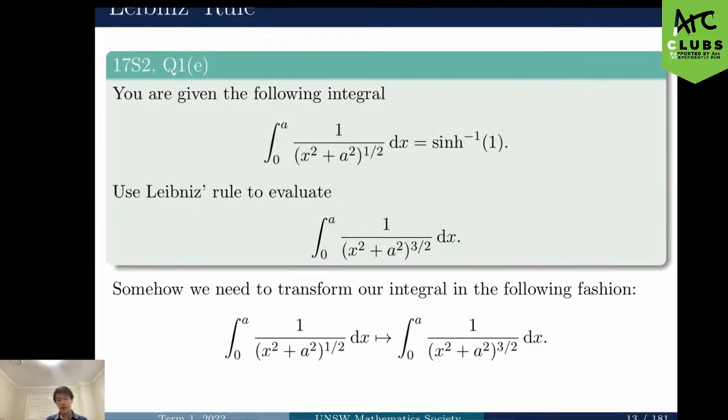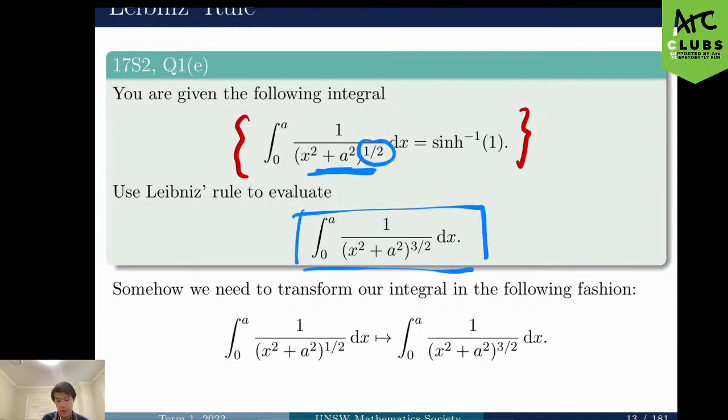Cool. All right, so this is a bit of a tougher question. We're using Leibniz's rule to evaluate this. But the good thing is they give us an integral first. So let's break this question down. We're given some information. Somehow we need to transform this integral into this second integral. Somehow transform a half into a 3/2.